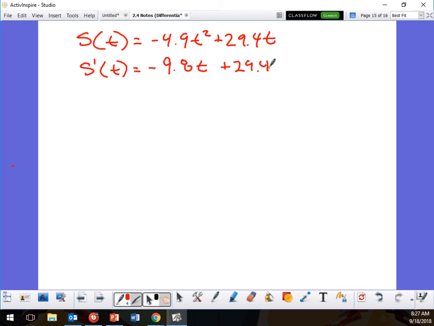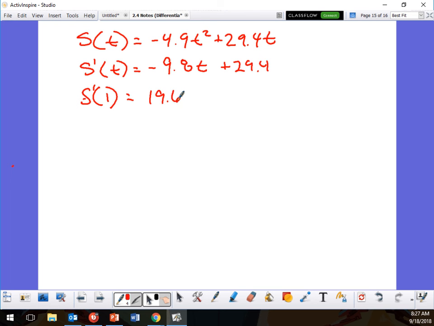Now, at 1 second, the question said s prime of 1, so I'm plugging in 1 for t. I actually have to calculate that, right? I plug in 1 for my t, and this minus this is going to give me what? 19.6.